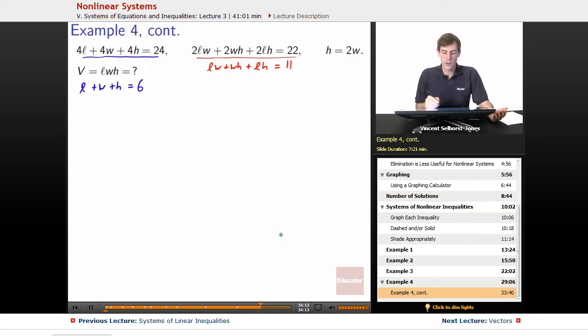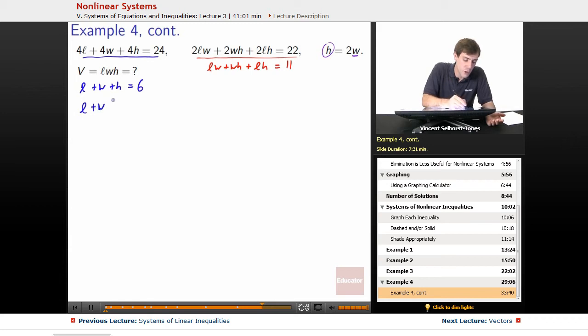So let's try to solve in terms of W, right? We've got W over here. H is already ready to be substituted in somewhere. So since it's connected to W, we can probably figure out W easiest from what we've got set up here. So we can plug that in over here. If H equals 2W, then we have L plus W plus, what was H equal to? H was equal to 2W. So plus 2W equals 6. So L plus W plus 2W, 3W equals 6. So L equals 6 minus 3W.